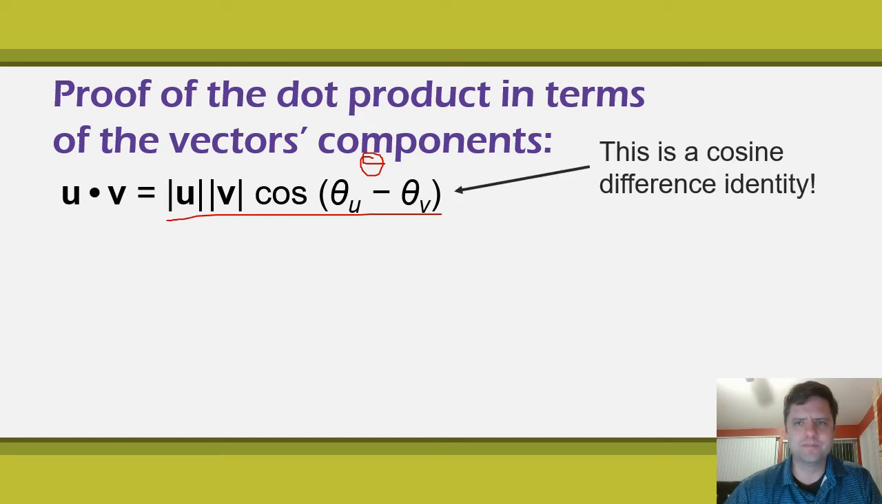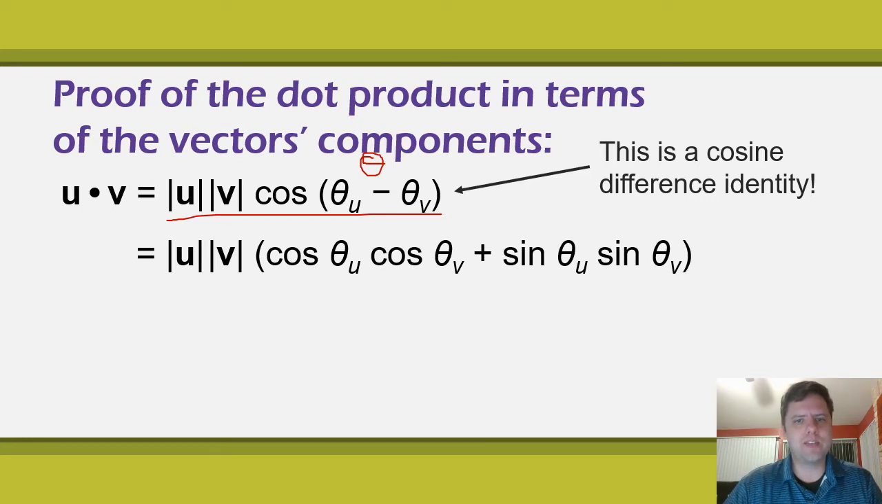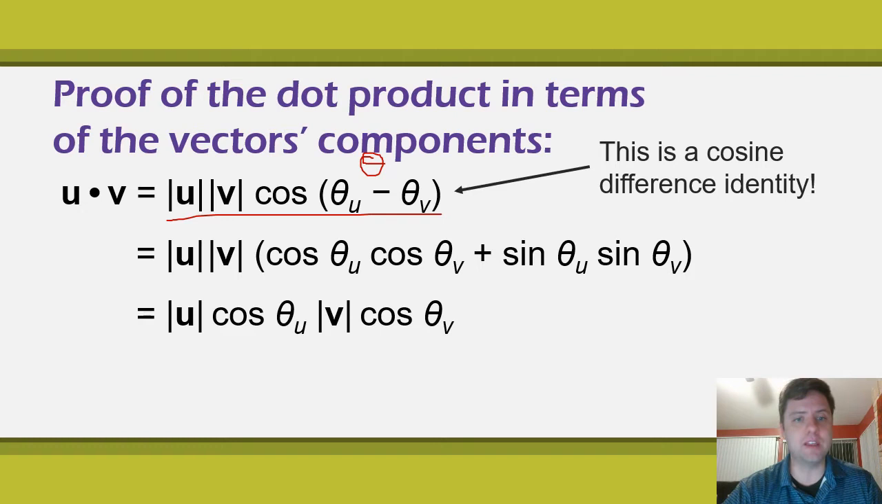Well, this is the cosine difference identity, the cosine of a difference of angles. We can use that identity from your identity sheets that we did last chapter, and we get cosine theta u, cosine theta v, plus sine theta u, sine theta v. And now we can substitute in the component parts. We're going to distribute this u and v into each of these parts, and we can arrange them however we want, right? We can multiply u times v, then cosine theta u, cosine theta v, or we can rewrite it as the magnitude of u times cosine theta u, and then v times cosine theta v.